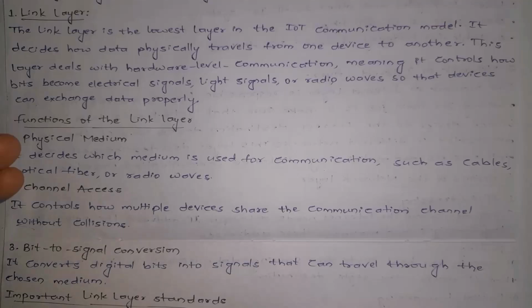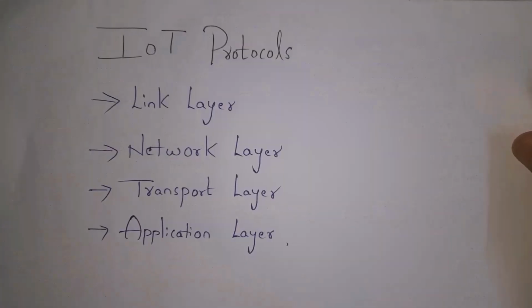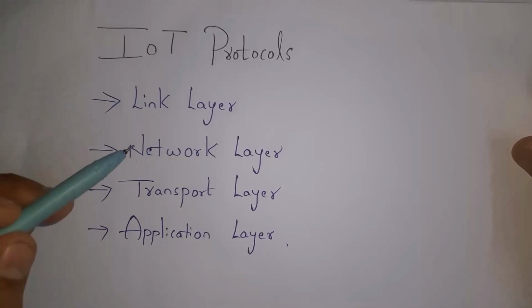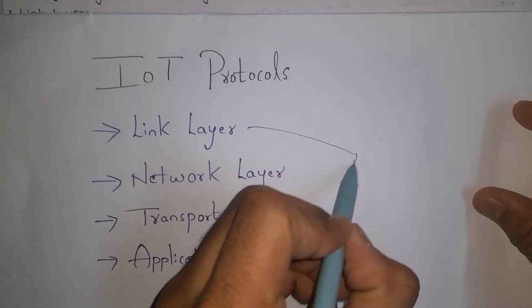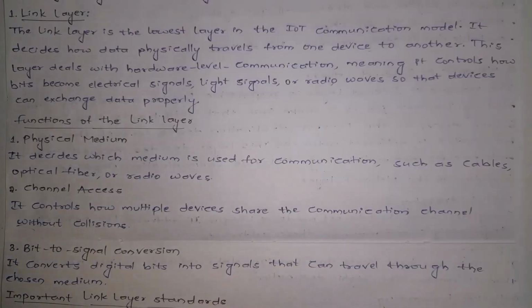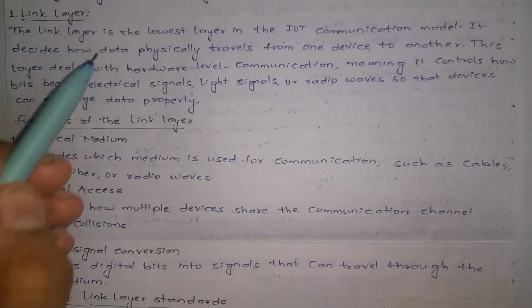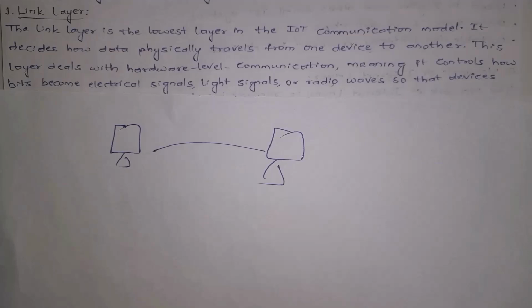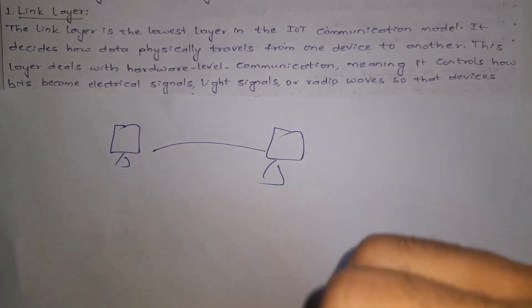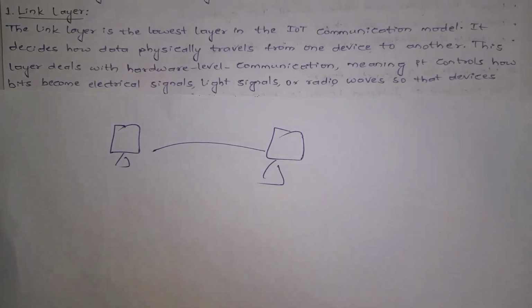Guys, the link layer is the lowest layer in the IoT communication model. In the IoT communication model, there are a total of 4 layers: link layer, network layer, transport layer and application layer. In that, the link layer is the lowest layer. It decides how data is transferred physically from one device to another device. Whenever one IoT device wants to transfer data to another IoT device, data can be transferred either by using wires or wireless. So how will data travel physically? It is decided by the link layer.